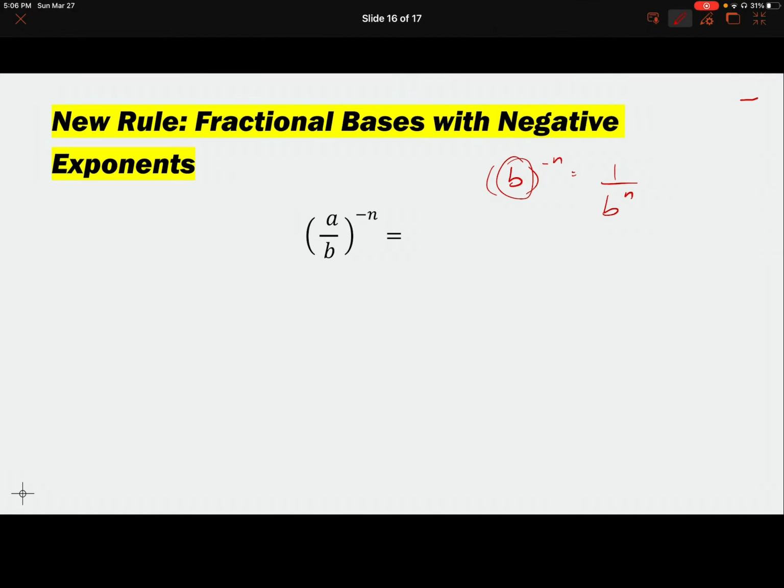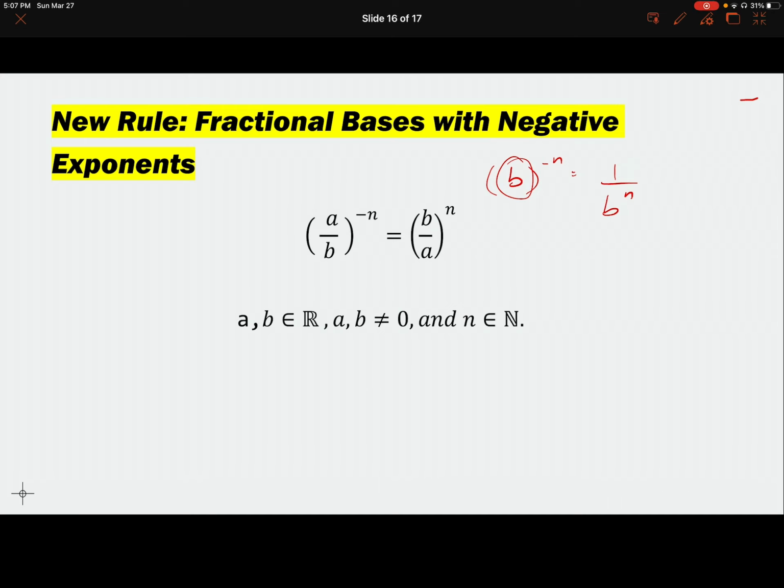All right, so the rule is that we just flip the base and then we can rewrite it with a positive exponent. That's all we have to do. Okay, there's a couple restrictions. A or B cannot be 0, because then we would be dividing by 0. That would be undefined. And the exponent just needs to be a natural number like 1, 2, 3, or 4.